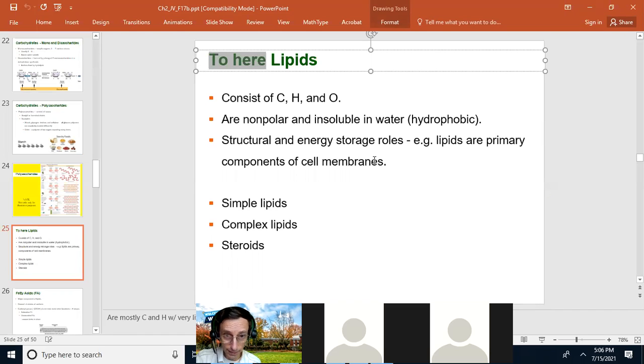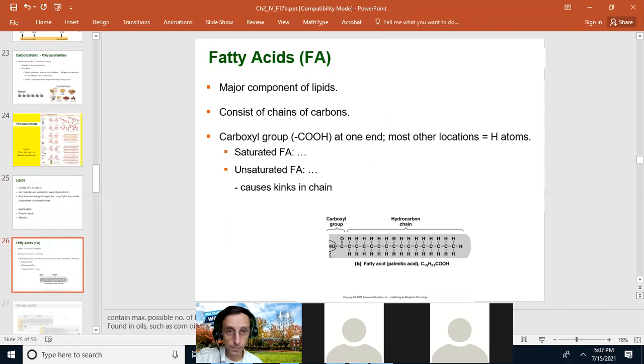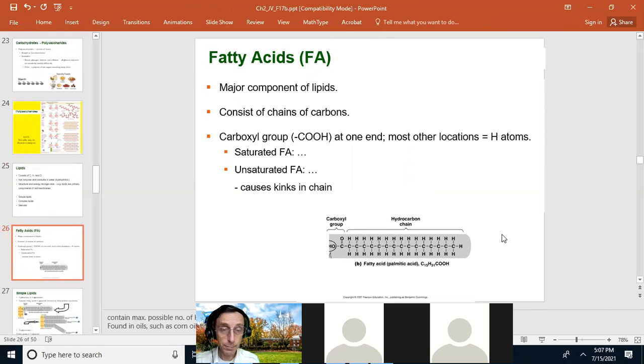There are 3 types of lipids: simple lipids, complex lipids, and steroids. Let's talk about each of these 3 types of lipids. Of the simple lipids, they can be made of fatty acids, and they are a major component of most lipids. Not all, but most lipids. They consist of long chains of mostly hydrocarbon.